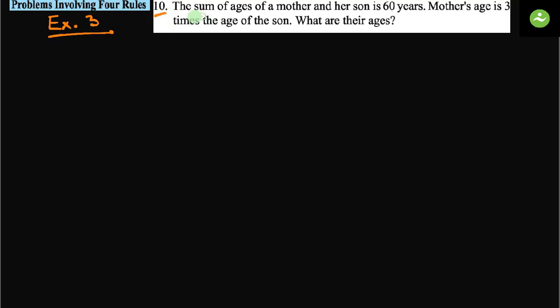Question number 10. The sum of ages of a mother and her son is 60 years. Mother's age is 3 times the age of the son. What are their ages?